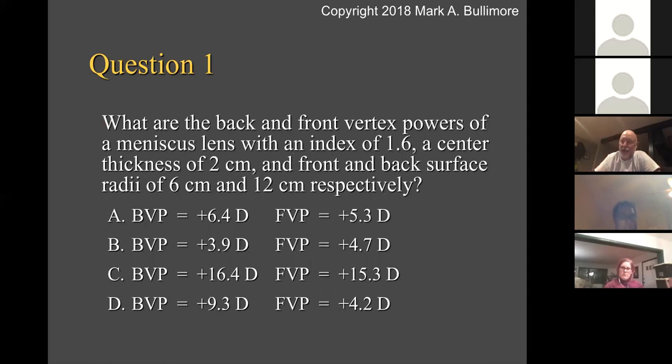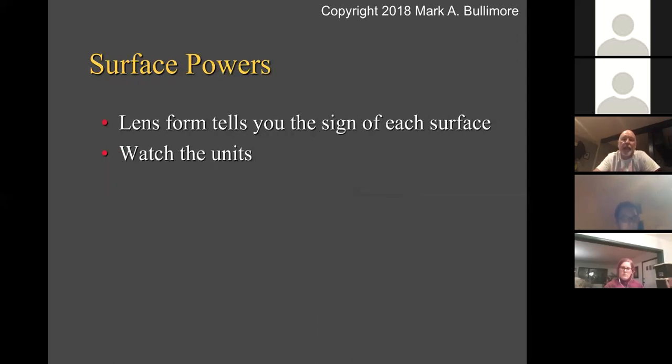So this is an optometry professor's or an optics professor's dream, because you get to write a question devoid of any buzzwords and any signs. So the first thing you need to figure out is, what are the surface powers? Well, the lens form you've been given tells you the sign of each surface. We've got a meniscus lens. It's got a convex or positive front surface. It's got a concave or negative back surface.